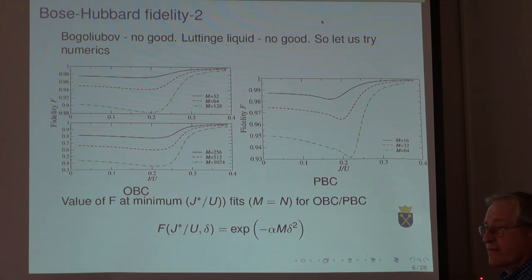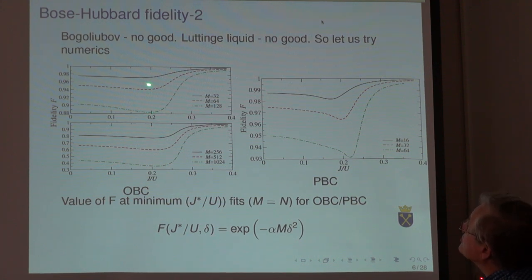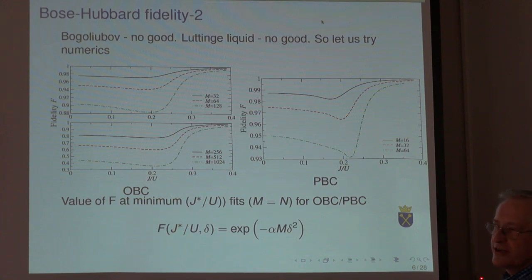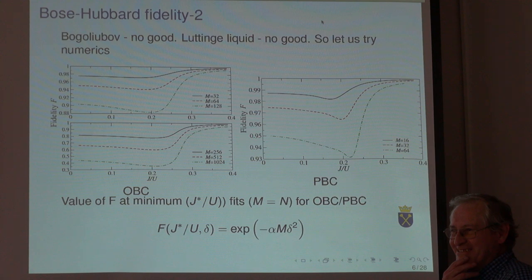What is J star? J star is the position of the minimum. It is J star over U. U is kept fixed, we change J. Okay, very good. We could call it J over U star, it would be more precise. Fortunately, you are not our referee.